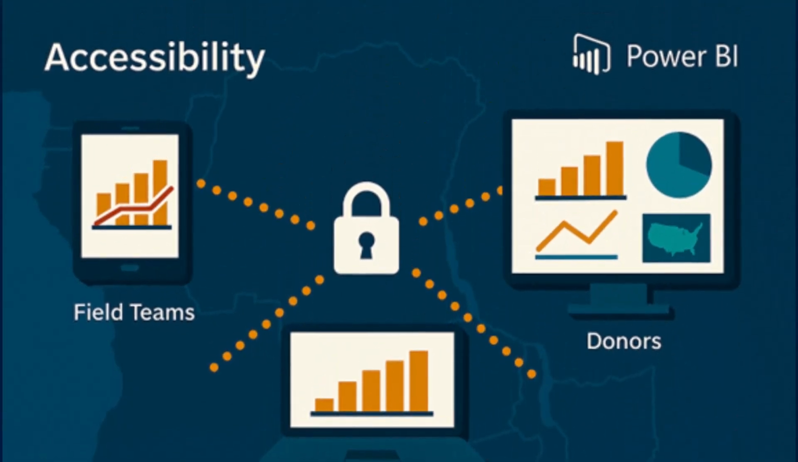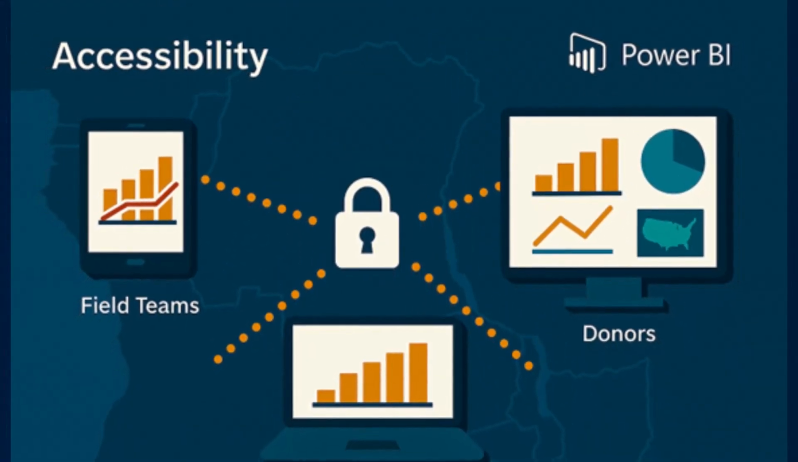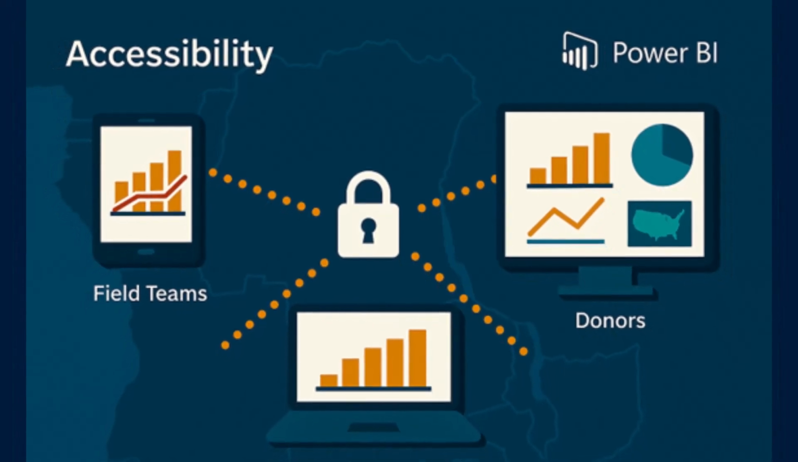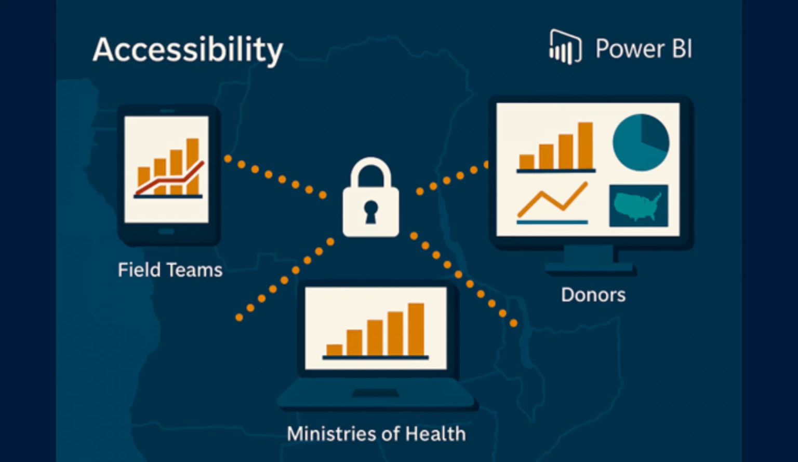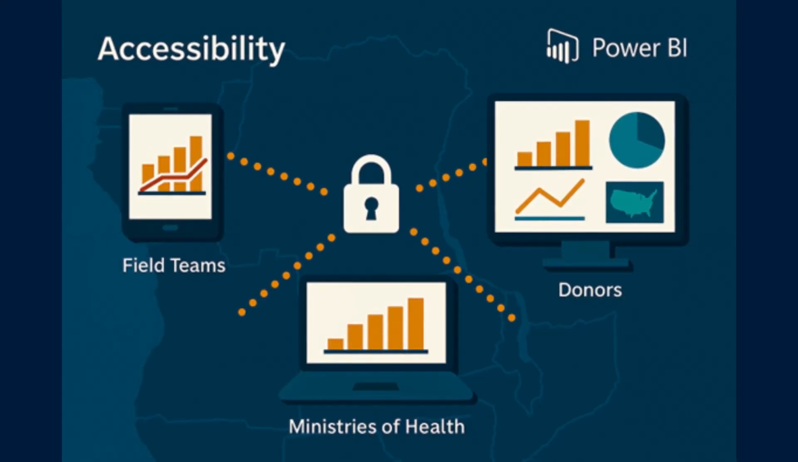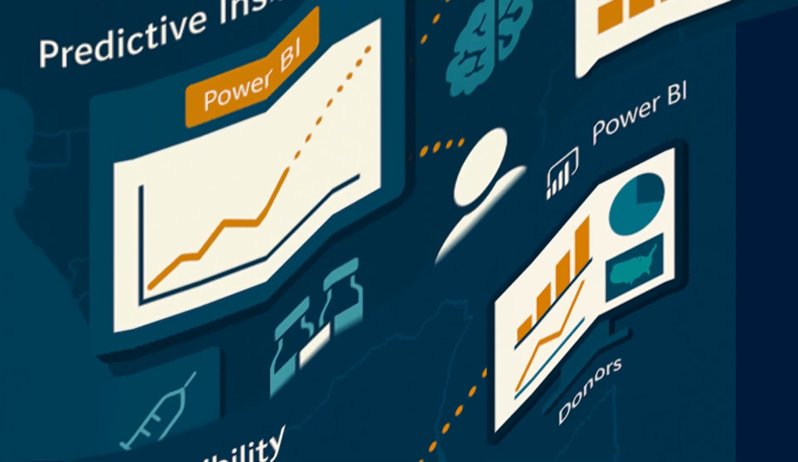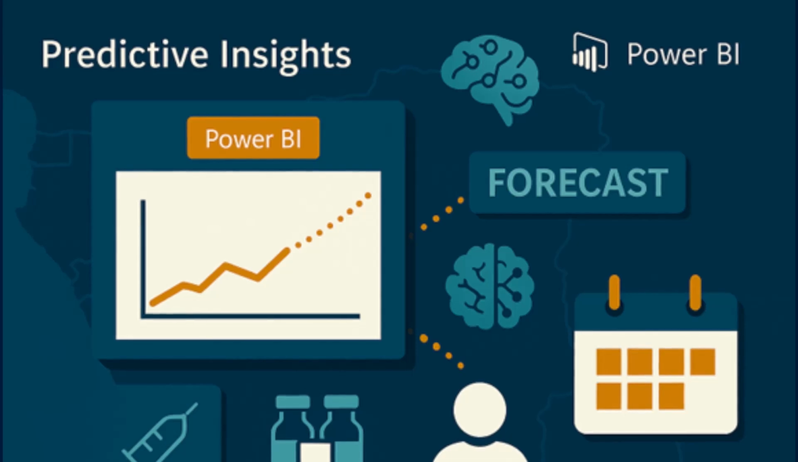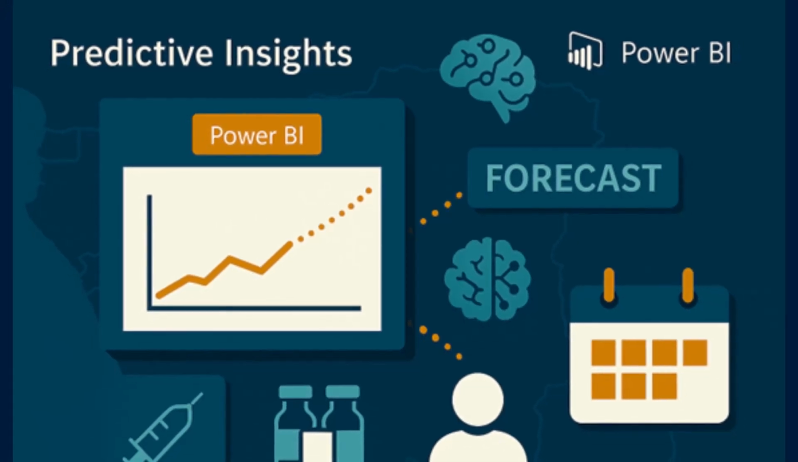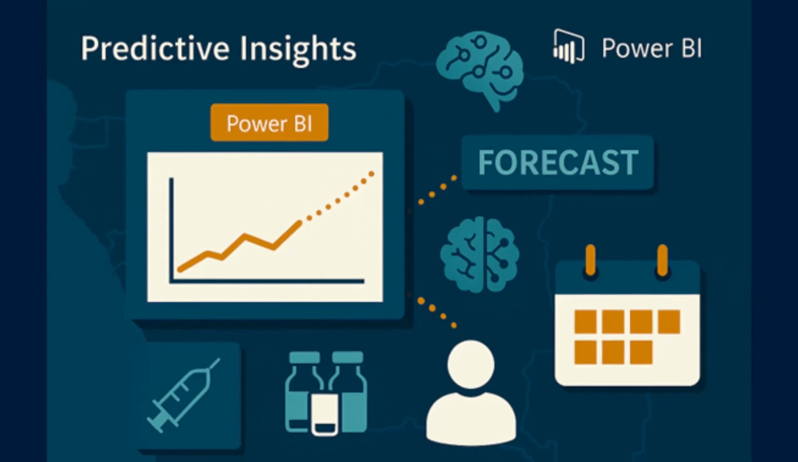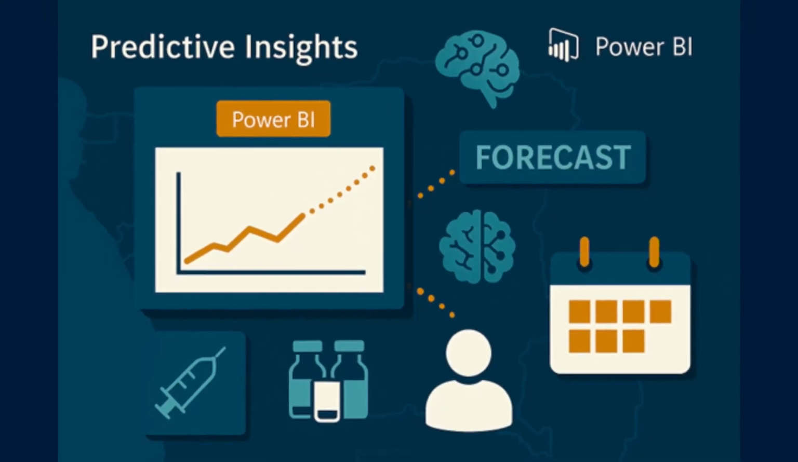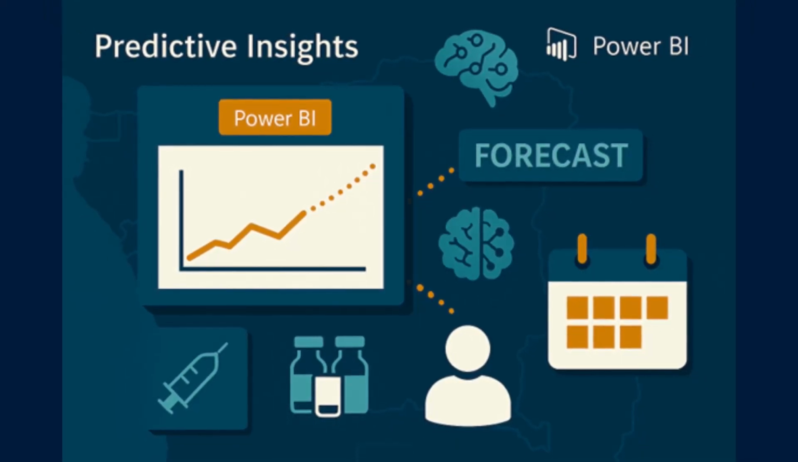Fourth, accessibility. Dashboards can be shared securely with field teams, ministries of health, and even donors. Everyone sees the same data, improving transparency and coordination. Finally, predictive insights. When combined with AI or machine learning models, Power BI can forecast epidemic curves or predict resource needs, helping you prepare before the crisis escalates.